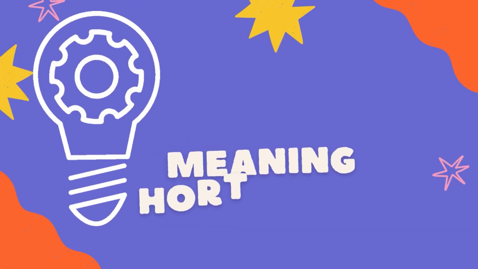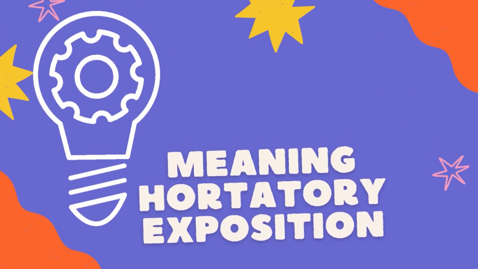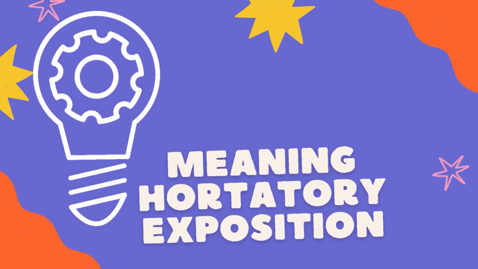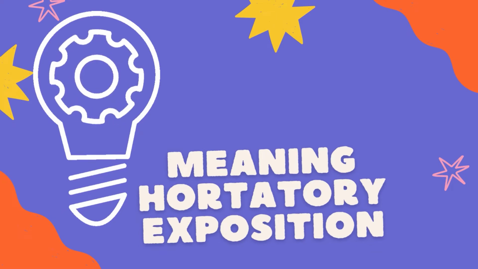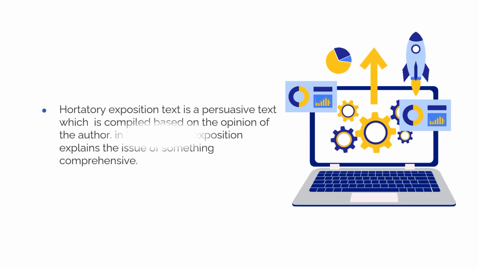We are going to learn about the meaning of hortatory exposition as the first material. This is for the meaning of hortatory exposition. Hortatory exposition text is a persuasive text which is compiled based on the opinion of the author. In the hortatory exposition explains the issue of something comprehensive. That's the meaning of hortatory exposition.